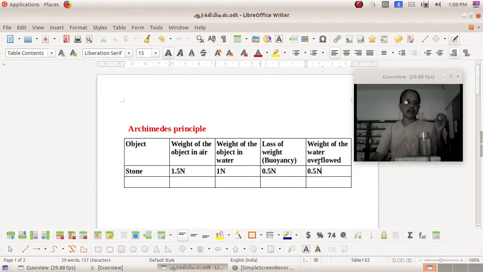The object immersed in the water displaced water, and the weight of that overflowed water is 0.5 Newton. And we also see the loss of weight. When it is immersed, the loss of weight is 0.5 Newton, which is called buoyancy. So the buoyancy and the weight of the water overflowed, they both are the same. This is what is called Archimedes' principle.